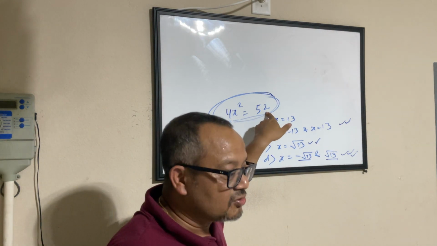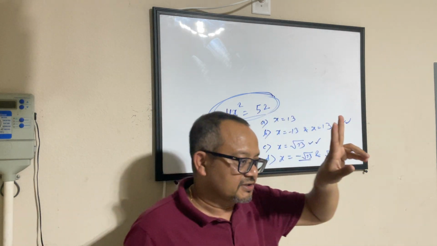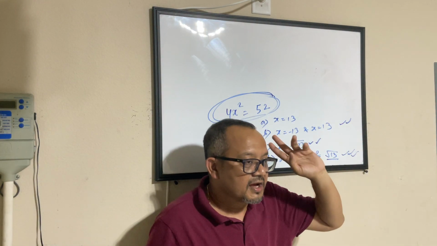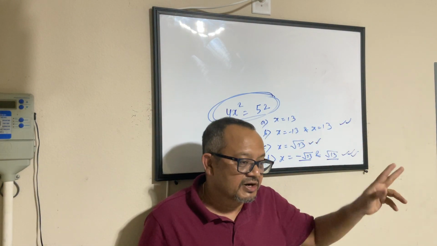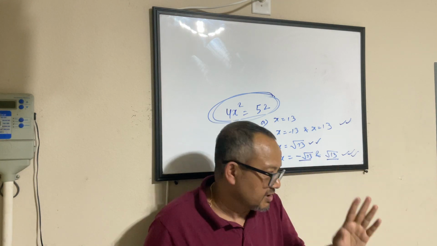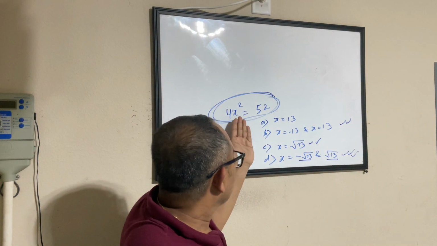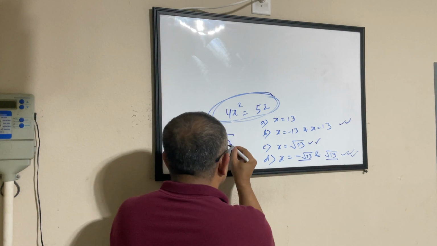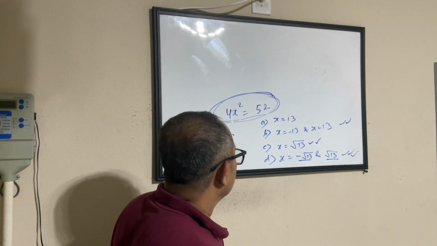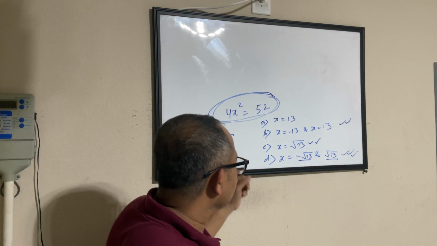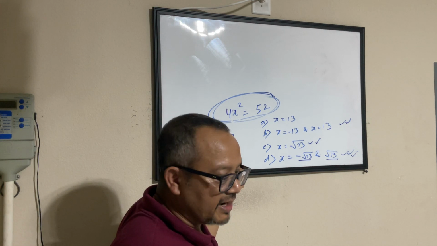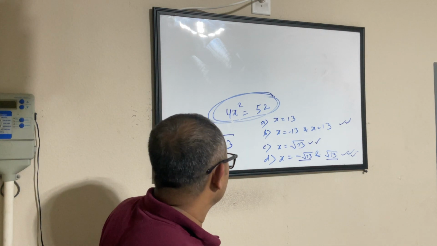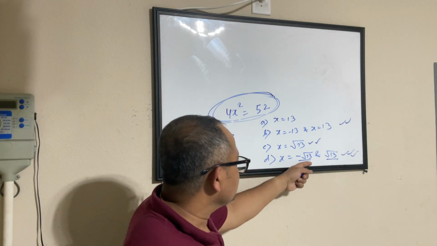When I do a square root of 13, I get two answers. Plus square root 13 or minus square root 13. Square of both gives me 13. So I am talking about the square root of 13, and that can give me plus or minus both. So that is how this is my option.